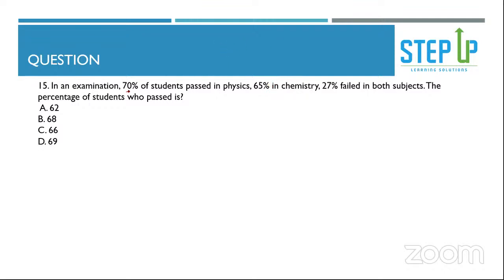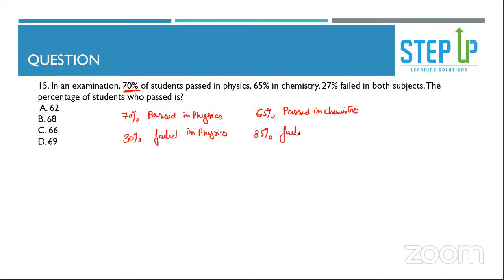Let's see. 70% of students passed in physics, 65% in chemistry, 27% failed in both subjects. So think again, if 70% passed in physics, how many would have failed? 30%. 30% would have failed in physics. Similarly, if 65% passed in chemistry, then 35% would have failed in chemistry.